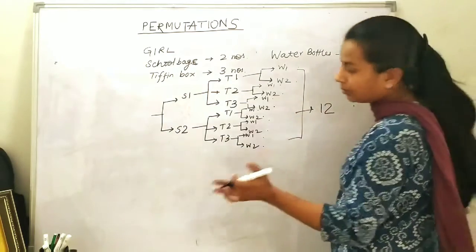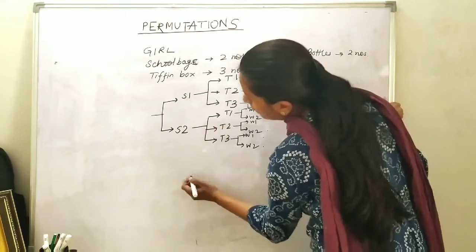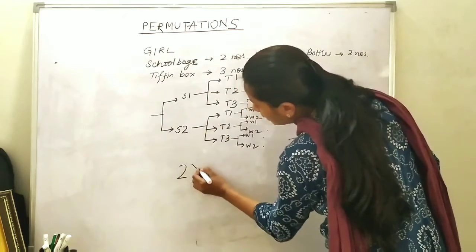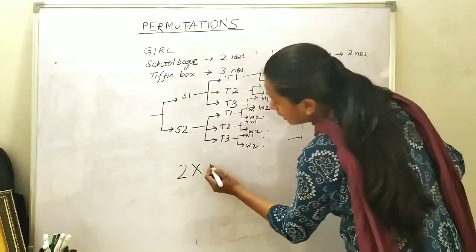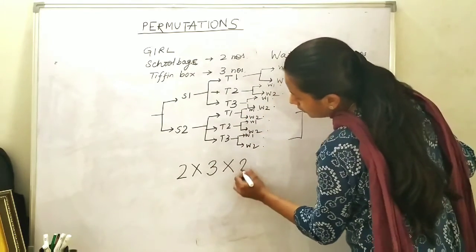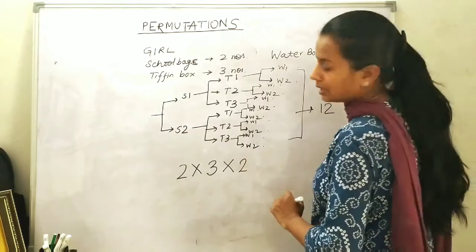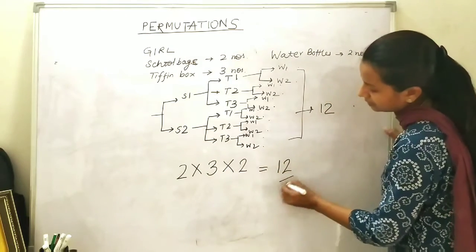Which can be calculated as the number of ways in which a school bag can be selected, into the number of ways in which a tiffin box can be selected, into the number of ways in which a water bottle can be selected. That gives us 12.